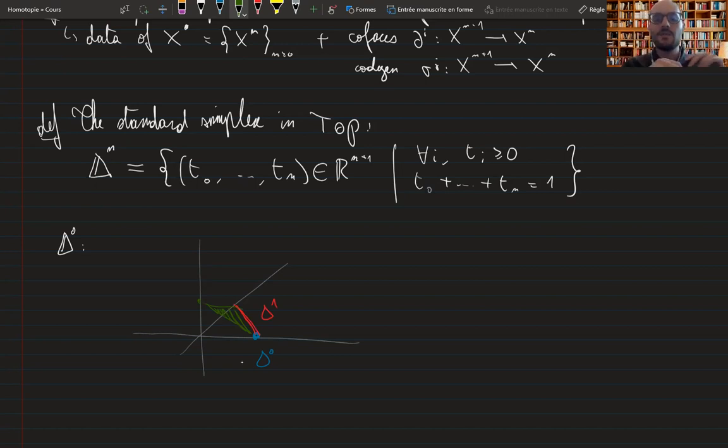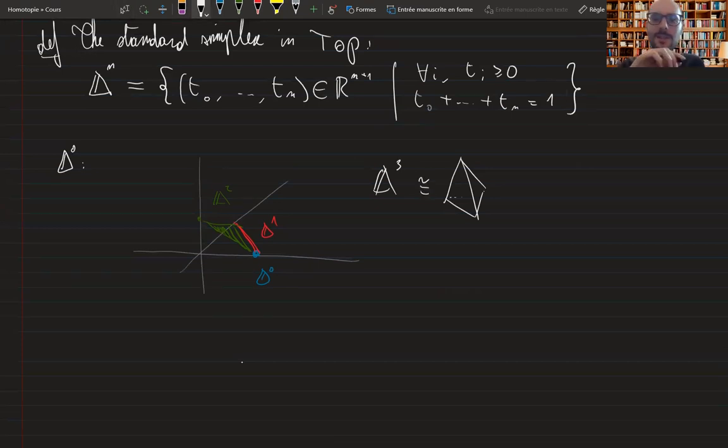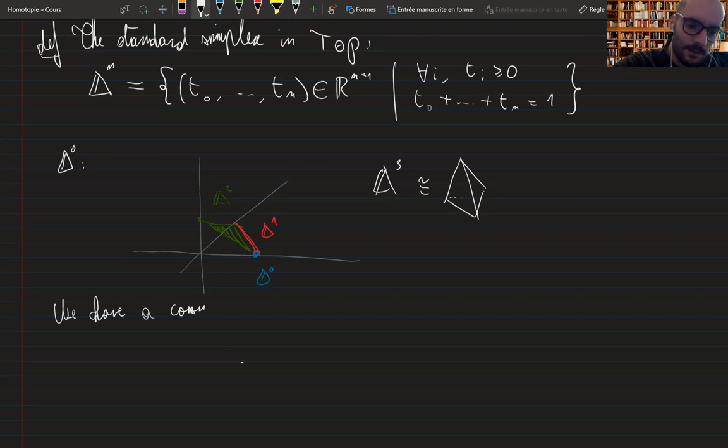And well, I can draw, so this is delta two and delta zero. I can draw delta three. It's as before, it is a tetrahedron. But of course, I cannot draw it as a subspace of R4. That's a bit complicated. But anyway, delta three is homeomorphic to this space. All right. And we have a cosimplicial structure on the collection delta bullet.